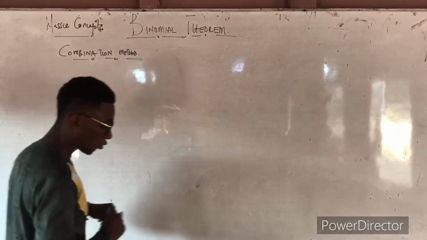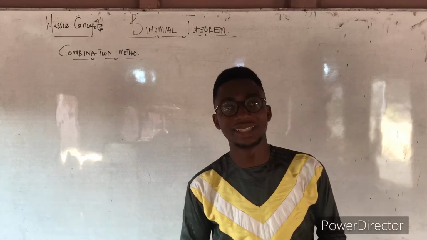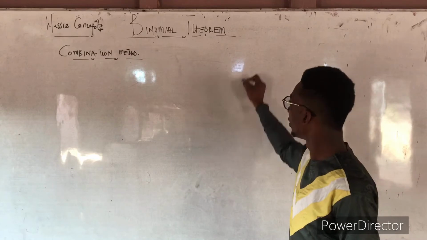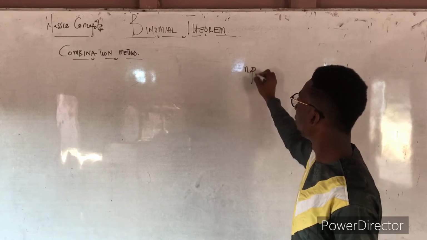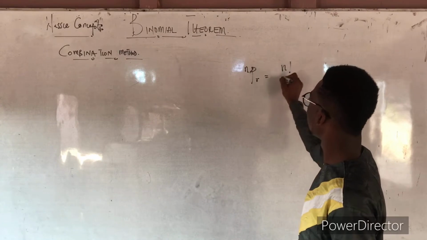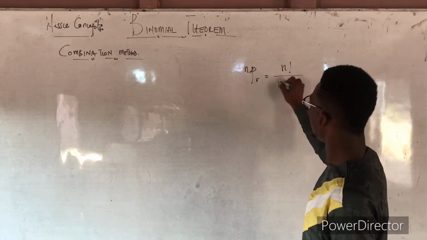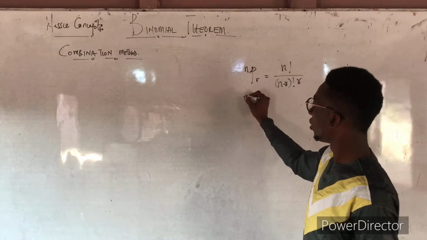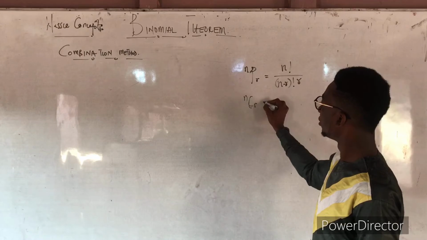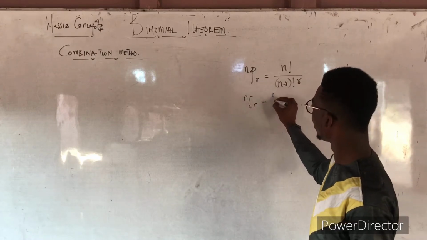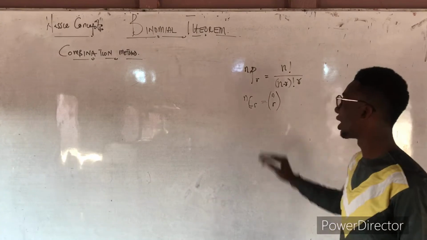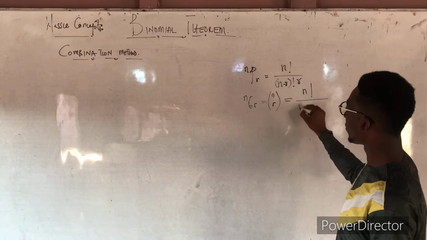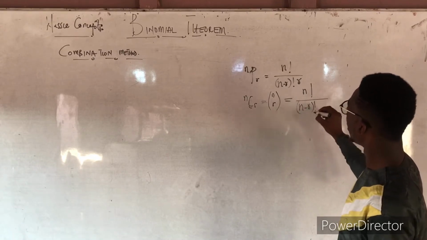So in math, we have what we call permutation and combination. Anytime you hear n permutation r, it simply means n factorial divided by n minus r factorial. But anytime you hear n combination r, it can also be represented this way, so you can either see it this way or this way. It is simply n factorial divided by n minus r factorial times r factorial.